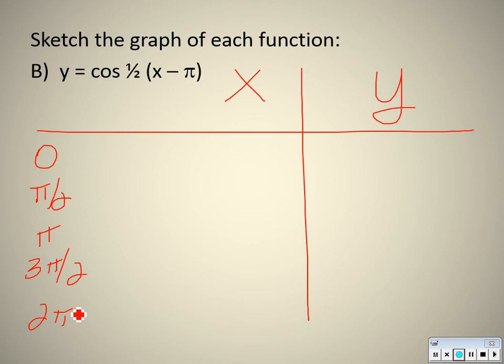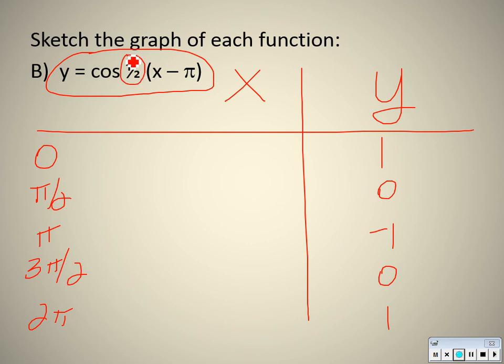And then for my y's, I have 1, 0, negative 1, 0, and 1. So when I go to do the equation here, if you notice, I have this 1/2 in front of the parentheses. So that's telling me that this graph is going to have a horizontal stretch, and then this minus pi in the parentheses tells me that the graph is going to shift pi units to the right.